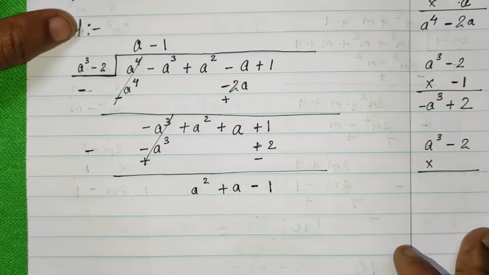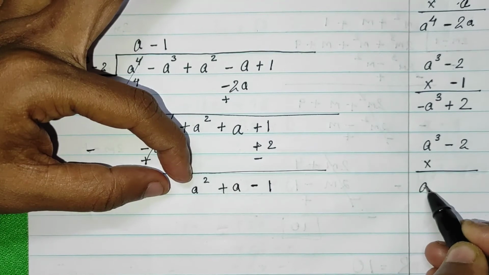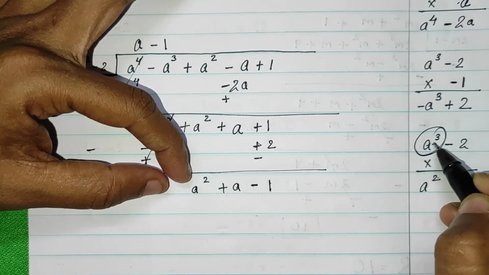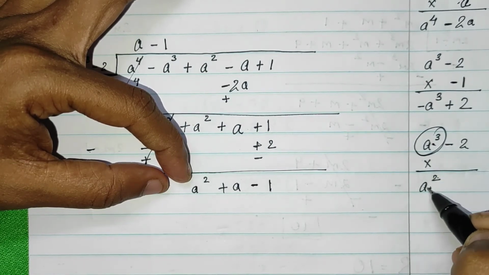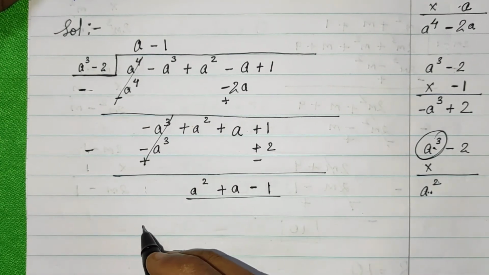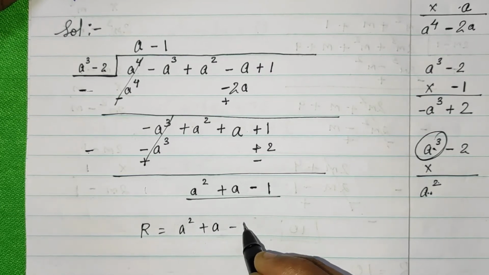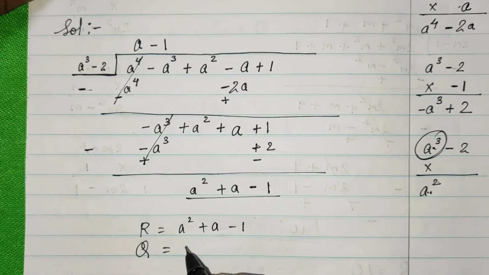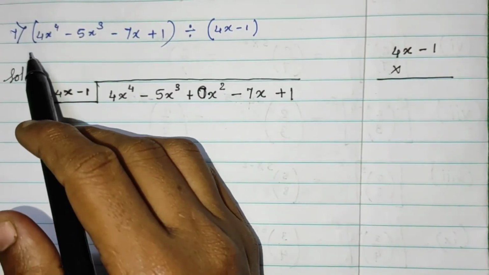Now see, further we cannot divide because here the dividend is a square and the divisor is a cube. A cube is greater than a square, so it will not divide further. So this is your remainder. Your remainder is a square plus a minus 1. And the question is a plus 1. Seventh sums.